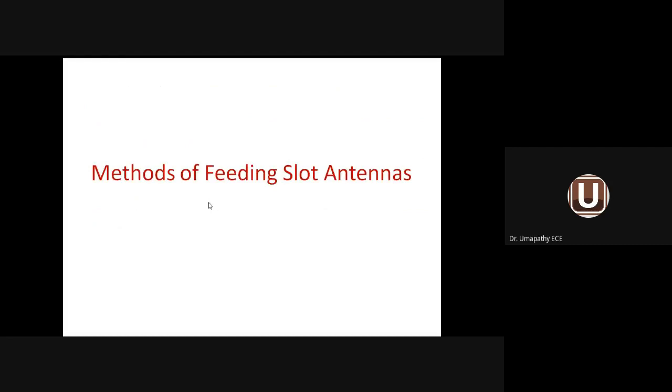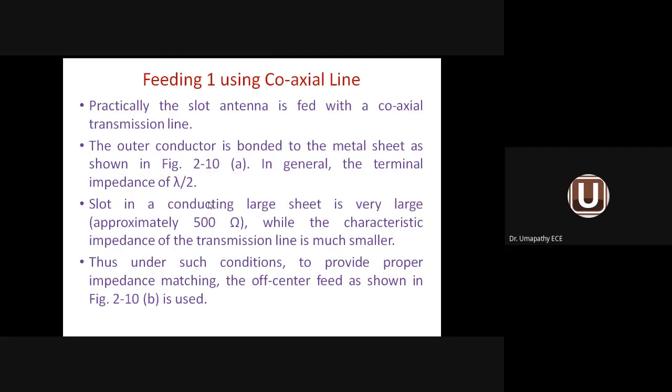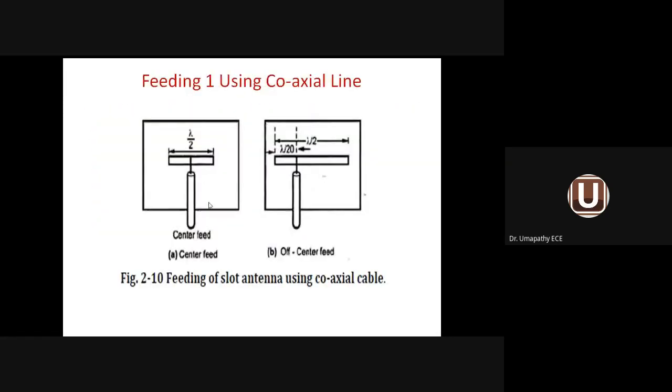And methods of feeding slot antenna. So there are three methods of feeding the slot antenna. The first method uses a coaxial line. Center feed is available, off center feed is available. When I go for off center feed, impedance matching will be there.